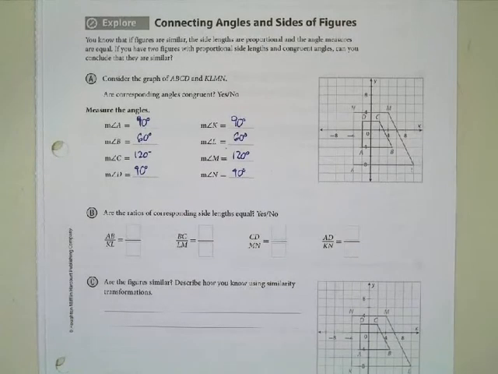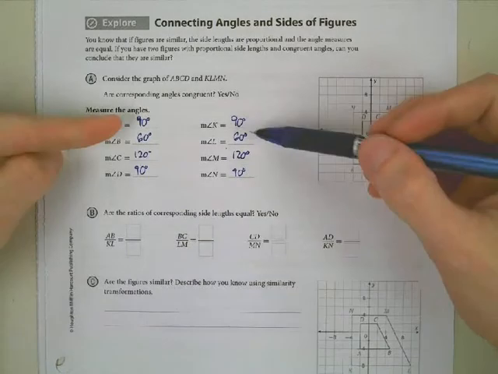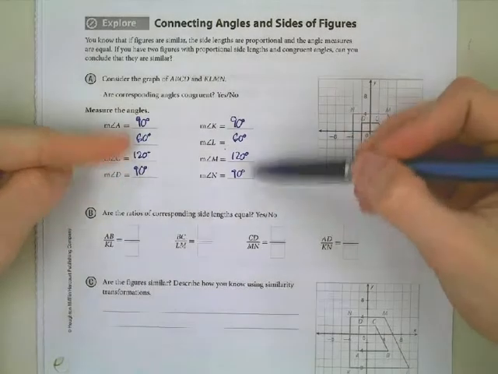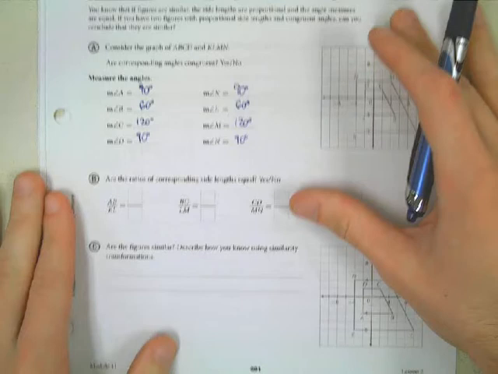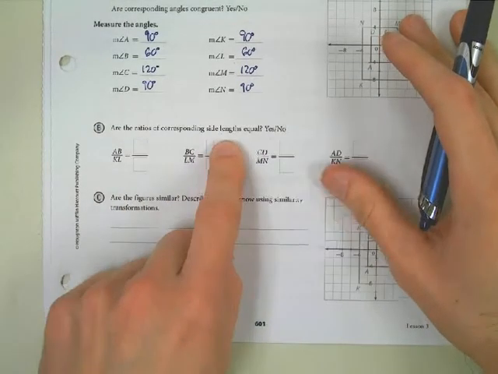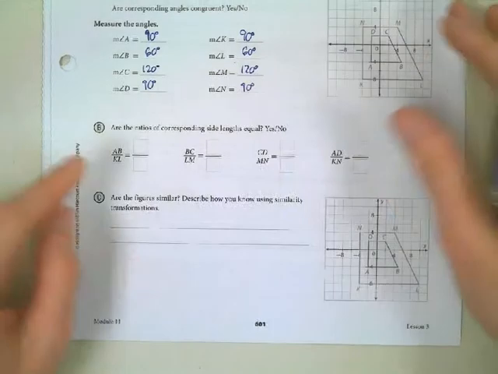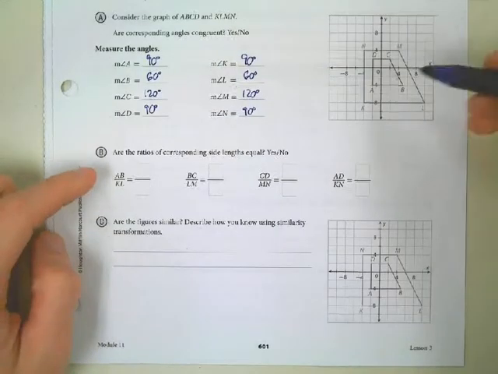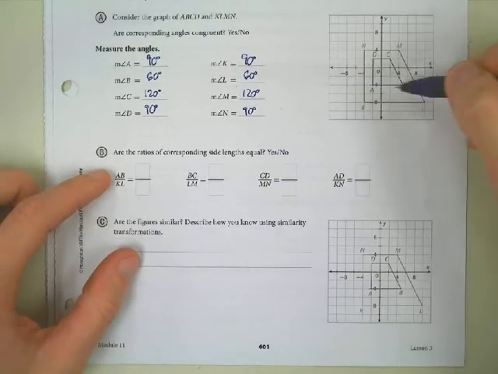All right. So we can see that the angles are equal. Angles are congruent here. Now, let's also then, for letter B, it says, are the ratios of corresponding side lengths equal, yes or no? So let's see here. AB, what's the length of AB? Looks like 1, 2. So yeah, 1.